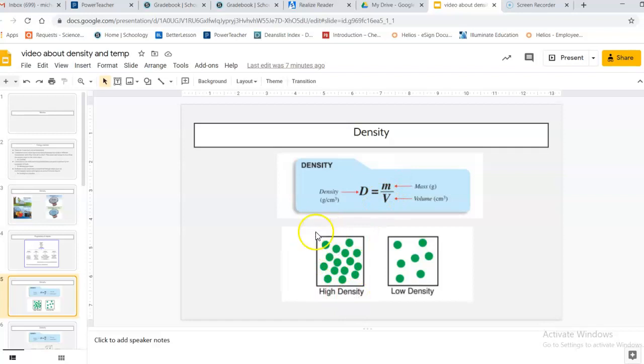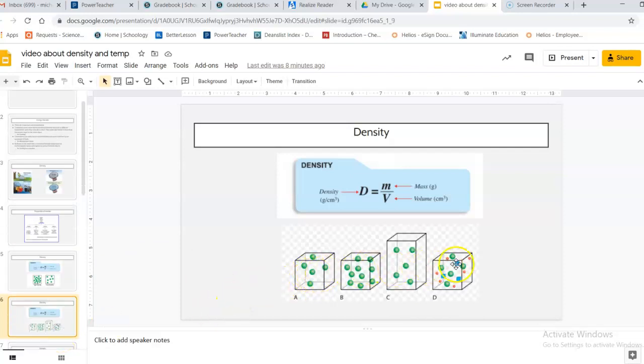So here's an example. We have two objects here, and pretend that those are atoms. They're the same size, so they have the same volume. However, one has way more green dots than the other one. That means that this one is more tightly packed, therefore more dense, where this one is less dense. Okay. Let's look at another example.